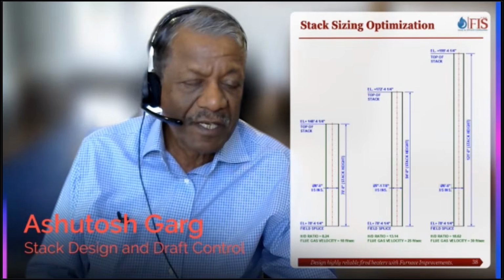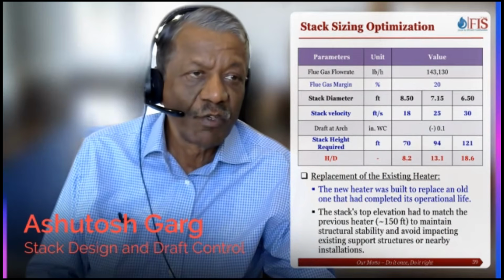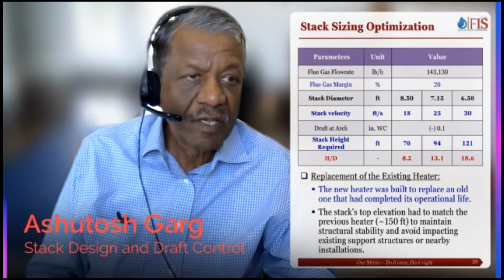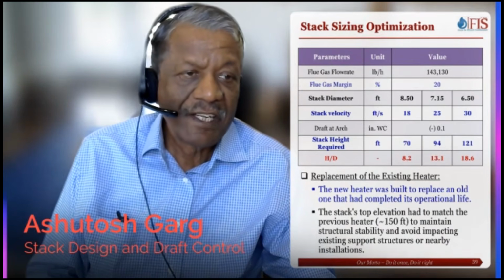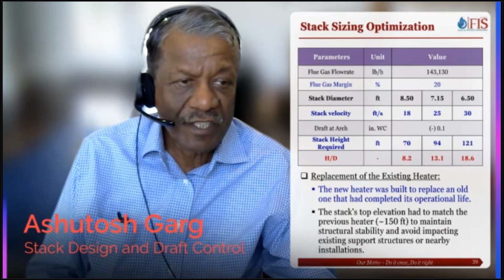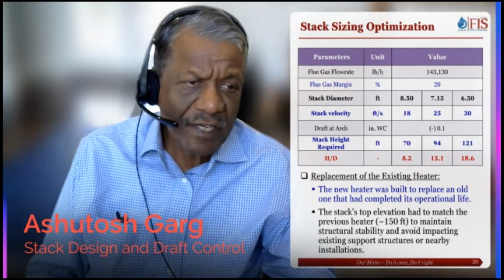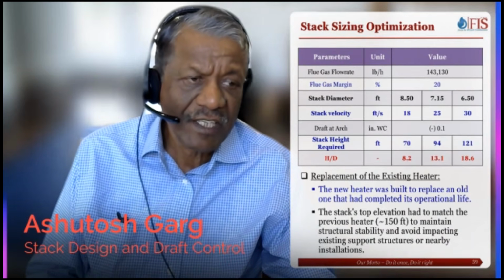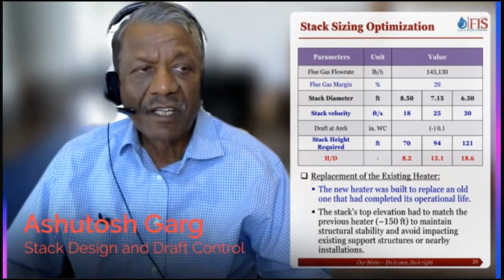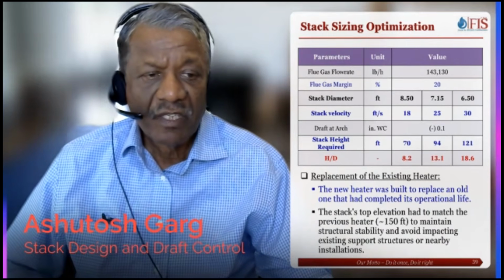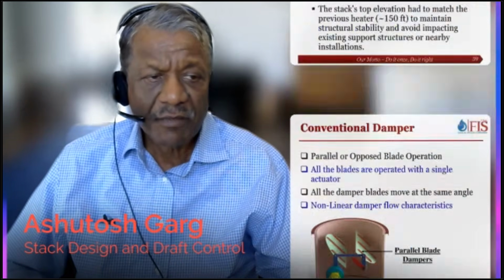But typically stack design is a pretty straightforward design. This is what they have given you over here. We can go 18 feet, 25 feet, 30 feet per second. All of these will be workable. H by D is 8, 13, 18.6. Still up to 20 is allowed. But here we had to keep the stack height no more than 150 feet to use the existing foundations. So because of that reason, we had to select this value. But pretty straightforward calculations, not something very difficult.